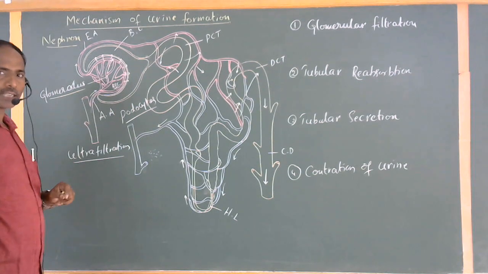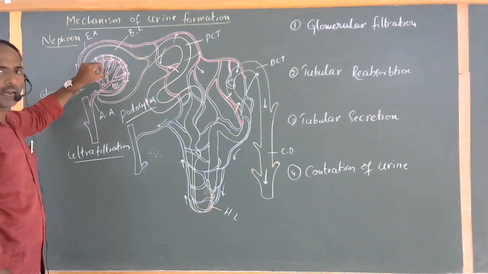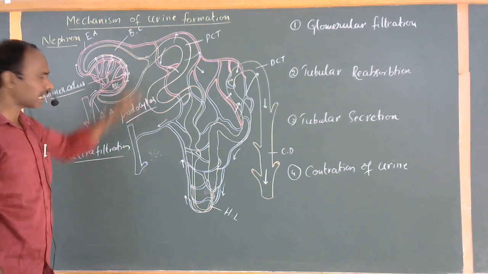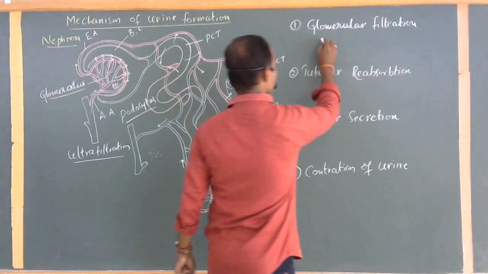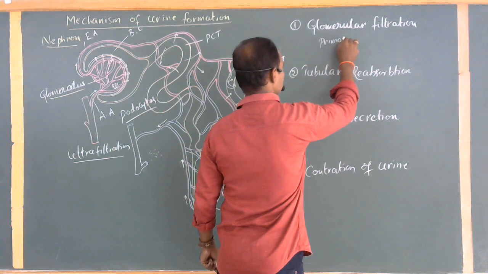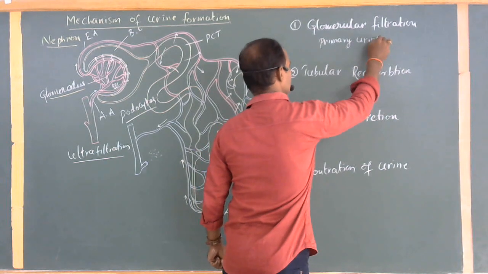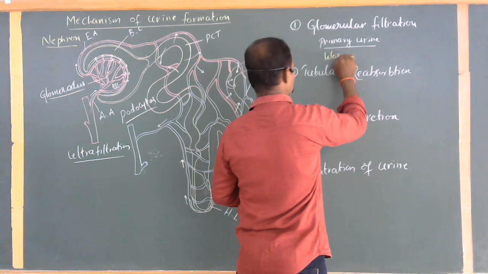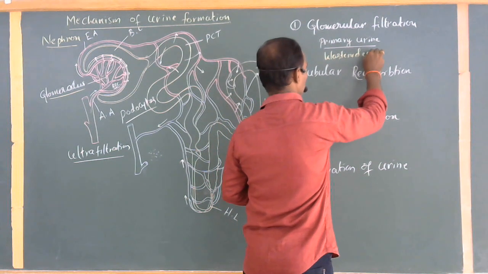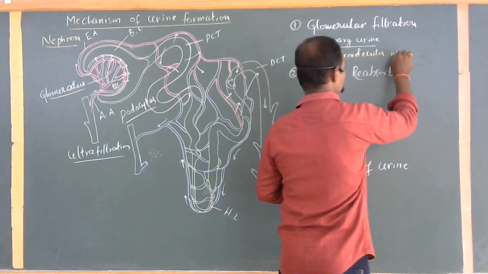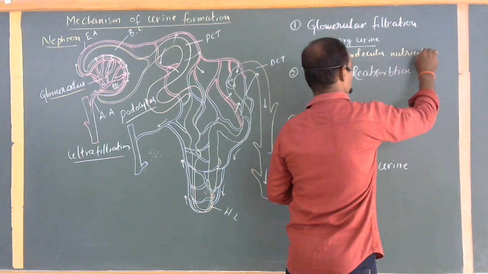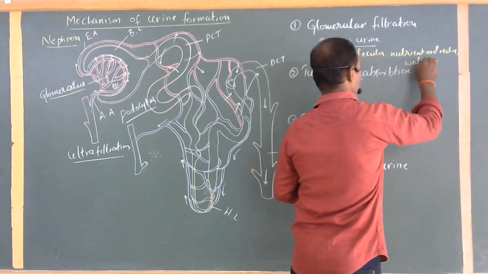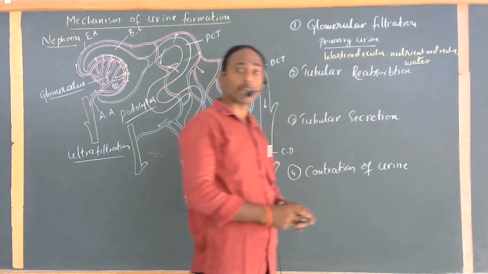RBC and blood cells are retained within the blood itself. All the other materials are completely filtered into the Bowman's capsule. This is commonly called primary urine. This primary urine contains components like waste molecules, nutrient molecules, and water.